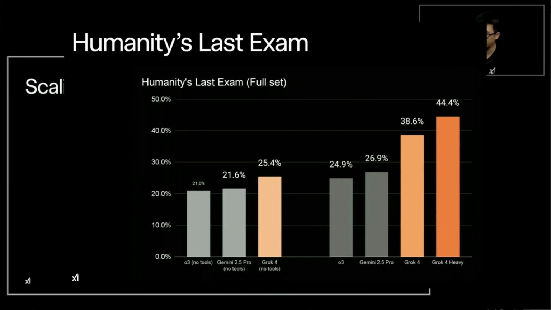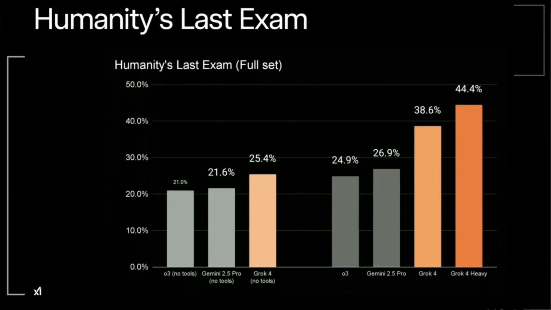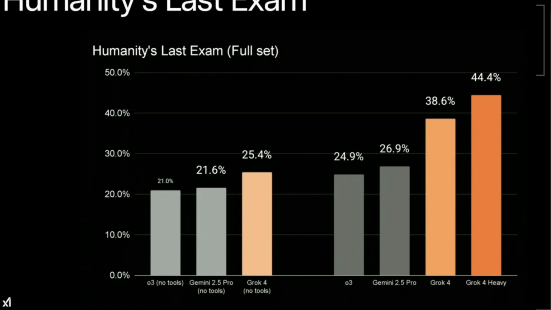Here is the graph from a benchmark they're calling Humanity's Last Exam. Look at the huge gap between Grok and the other industry-leading models. Grok-4 with tools scores 38.6%, but Grok-4 Heavy? It scores 44.4%. That is literally double the previous best score on this incredibly difficult test.